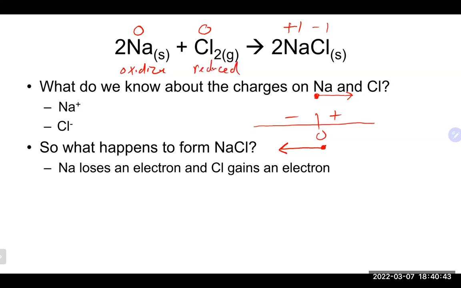They always occur together. If something gets oxidized, somebody else gets reduced, because somebody gives away the electrons, somebody picks up the electrons. The good news about that is if you can figure out one, by default, the other thing is the opposite happening. So if you know what's being oxidized, the other guy has to be reduced, or if you know which one's being reduced, the other guy has to be oxidized.